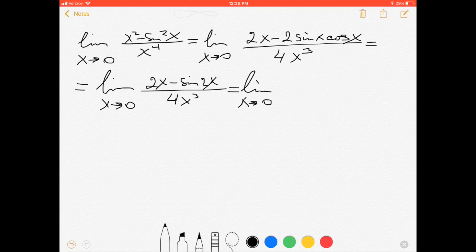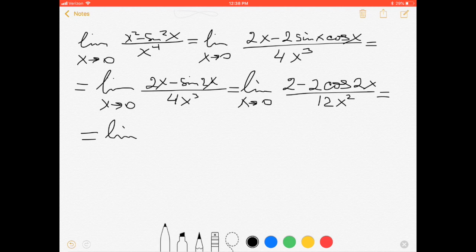It will be the limit as x approaches 0, and we find the derivative now because inside the theorem we have 0 over 0. It will be 2 minus 2 cosine 2x divided by 12x squared. If x approaches 0, we plug in x equals 0. It's still 0 over 0. Okay, use it one more time. It will be the limit of 4 sine 2x over 24x, x approaches 0.